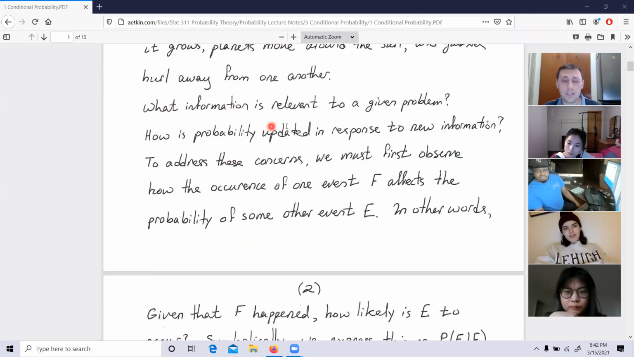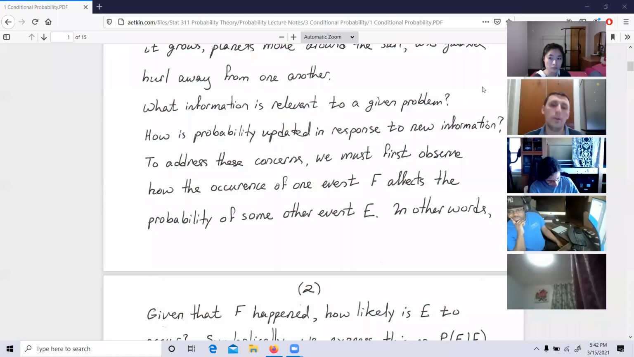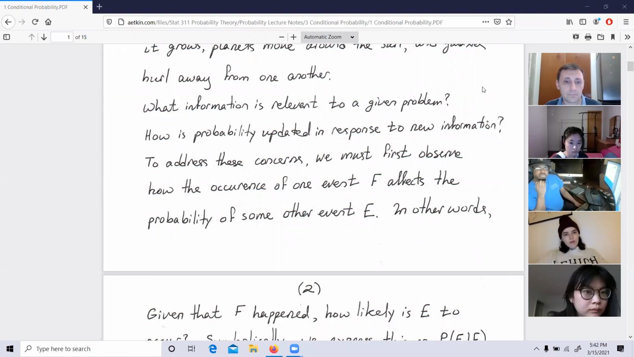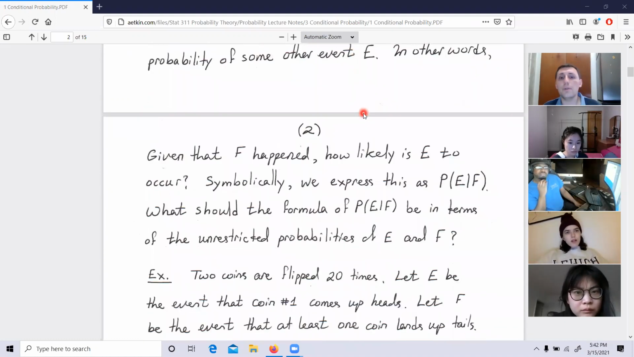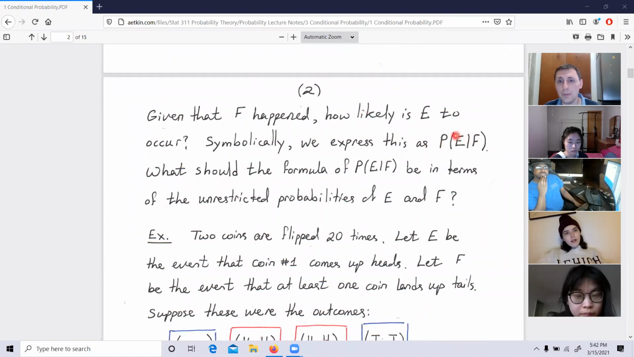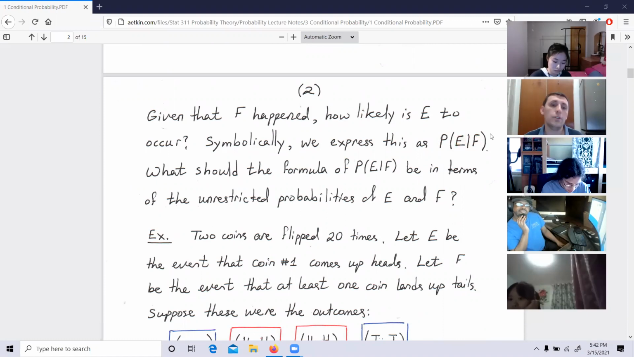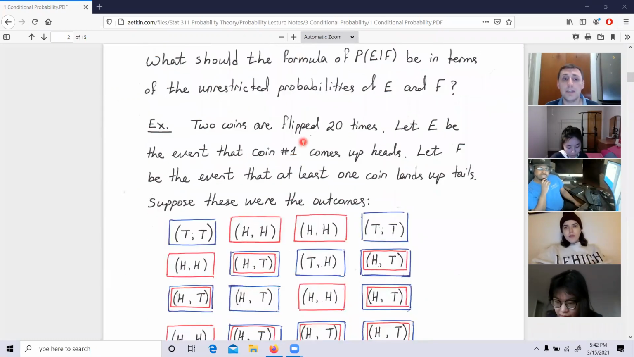So let's consider this initial situation, guys. Let's see how a probability is influenced by knowledge of something else that happens. You're interested in one event and you know something else happened. How is that going to influence the probability? So the way we ask this question is we're trying to say what's the probability of E given F. We know that event F occurred and we want to know what's the updated likelihood that E might have also occurred.